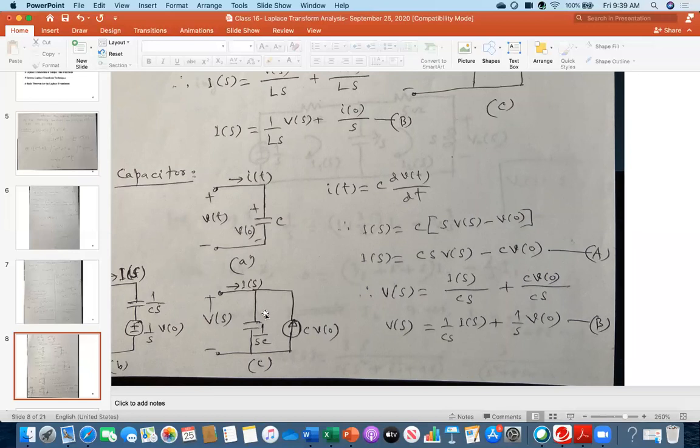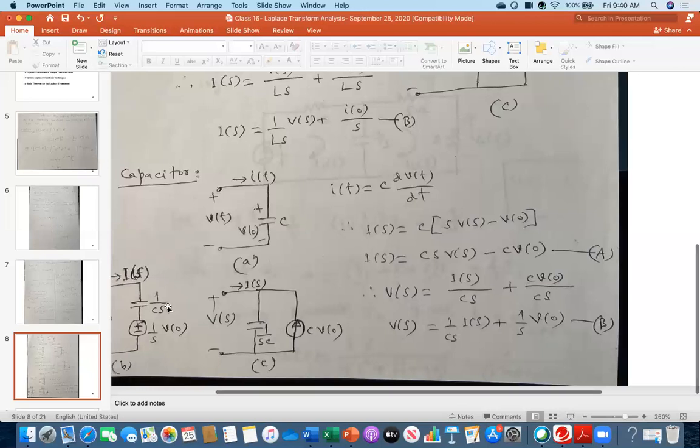If the initial voltage is not given, then don't use this one. The Laplace equivalent for the capacitor is only 1 over sC. Now from equation A, I am constructing the voltage. Dividing Is by Cs, and the other term goes to the other side: CV naught over Cs. Ultimately, I have organized it so that the voltage has two components. This is one voltage component and this is the other voltage component.